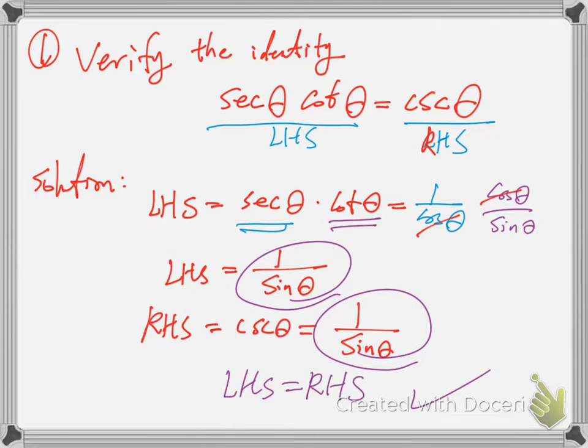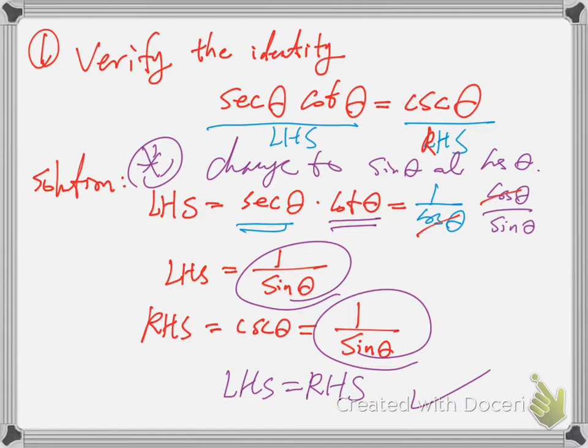So that's the main idea. How can we verify the identities? Change to sine and cosine. Change to sine theta and cosine theta. Okay, so next example.